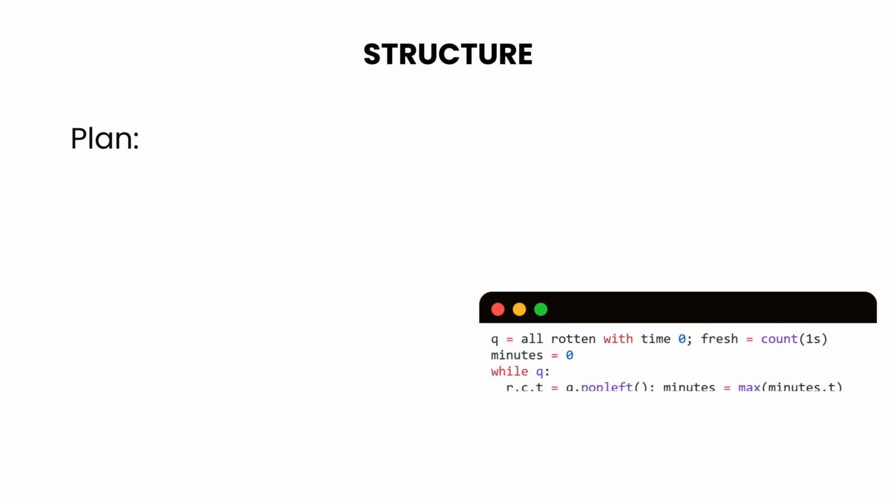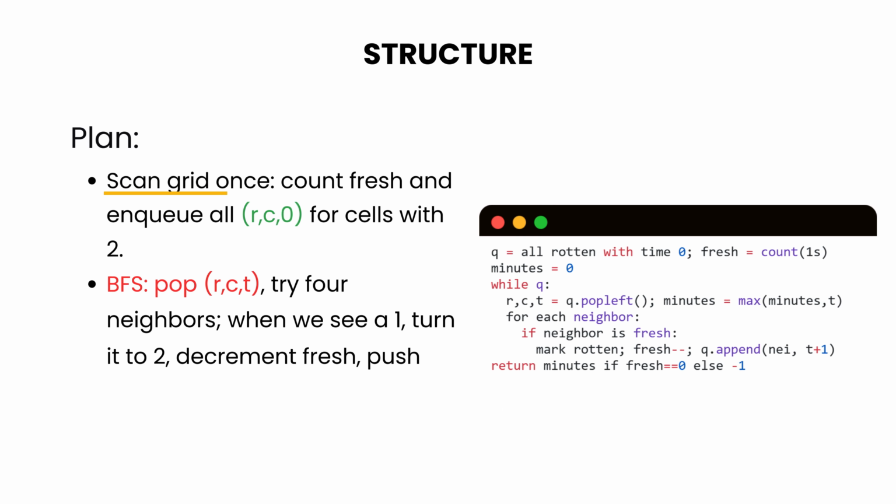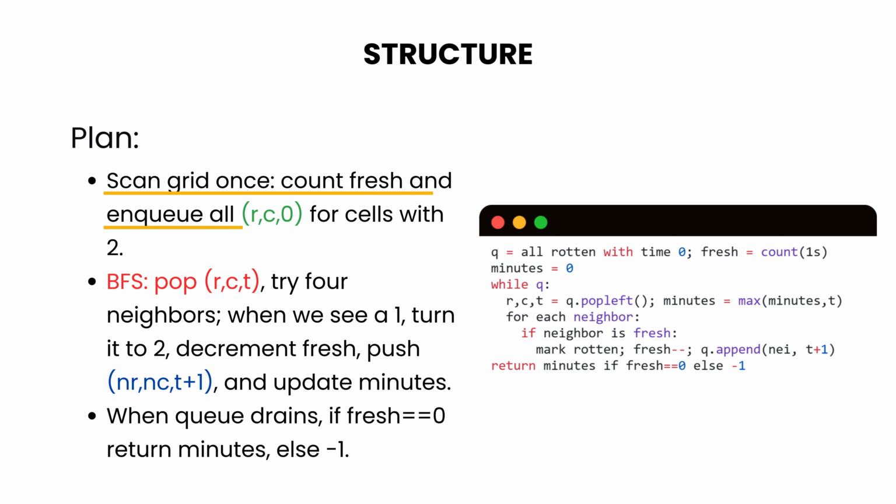If any remain at the end, return -1. Here is the structure. Plan. Scan grid once, count fresh and enqueue all (r, c, 0) for cells with 2. BFS. Pop (r, c, t), try 4 neighbors. When we see a 1, turn it to 2. Decrement fresh, push (nr, nc, t+1), and update minutes. When queue drains, if fresh equals 0 return minutes, else -1.